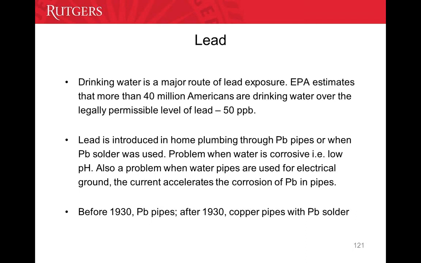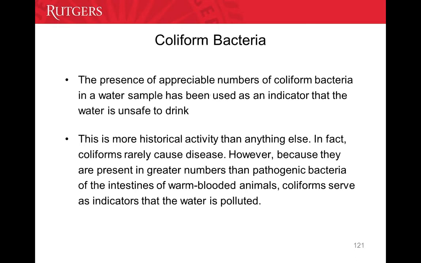It's pretty amazing that EPA estimates that 40 million of the 300 million Americans are drinking water that has lead levels over the safe drinking water level. Okay? It comes from pipes, it comes from solder, it comes from corrosive activity of the pipes. Before the 1930s, we had lead pipes. After 1930, we didn't have lead pipes. We had copper pipes, but the solder, the stuff that holds the copper pipes together, had lead in it. Coliform bacteria is a concern when we look at water pollution.